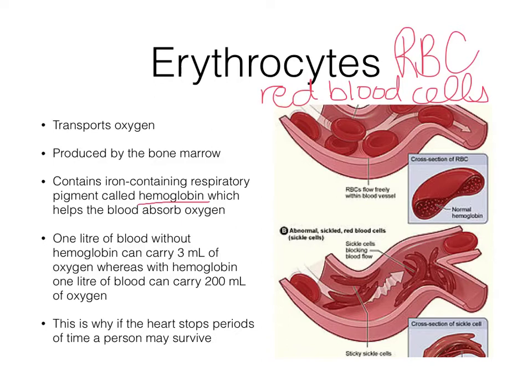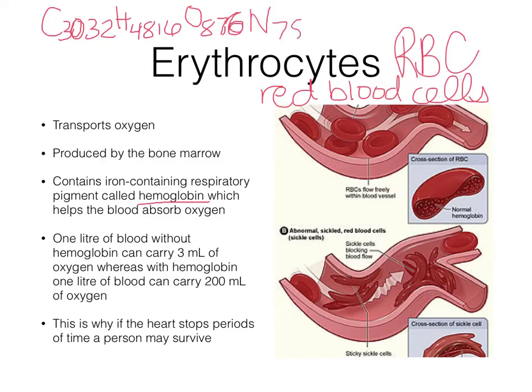And the chemical formula for hemoglobin is, and just wait, it's a big one, C3032 H4816 O876 N780 S8 and Fe4.